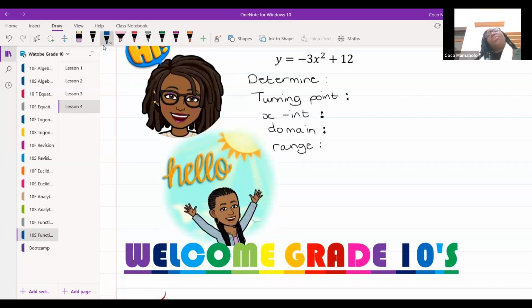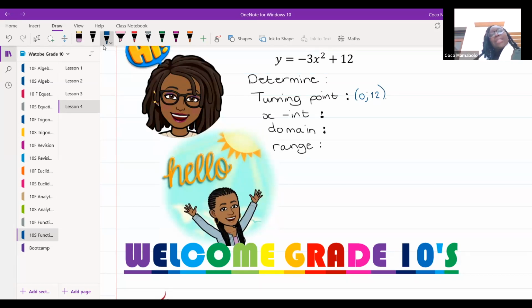Here's our function, y is equal to negative 3x squared plus 12. Tell us about the turning point. How much is the turning point? Ma'am said in grade 10, the turning point is always going to be our y-intercept. So our turning point is going to be (0, 12). Excellent. Beautiful stuff.